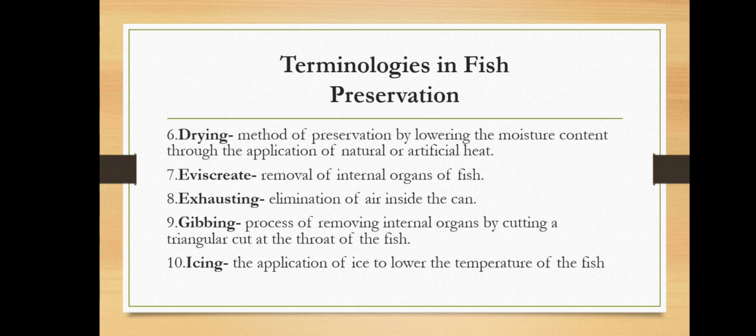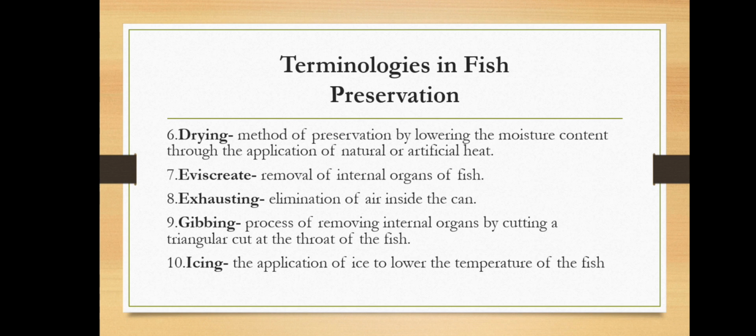Next is exhausting. Exhausting is the elimination of air inside the can during the canning process. Removing air is crucial to create a vacuum seal, preventing the growth of aerobic microorganisms that require oxygen. This airtight environment helps maintain the quality and safety of the fish stored in the can.